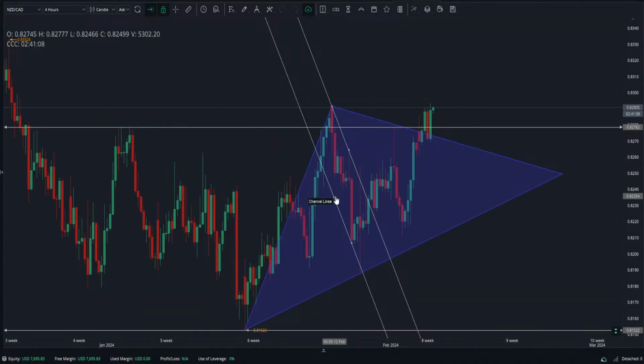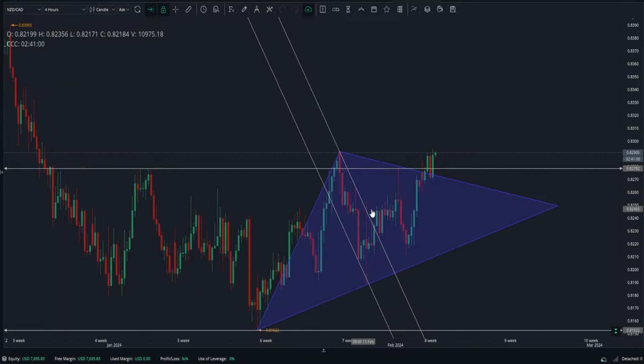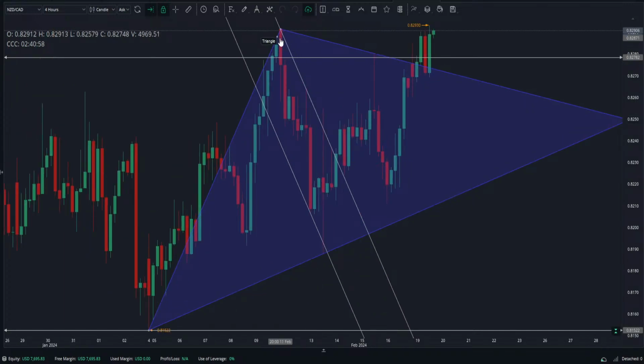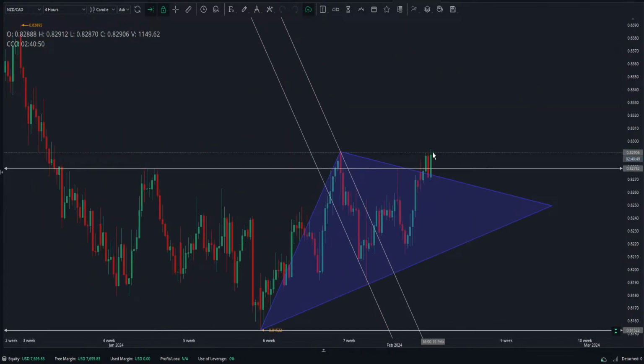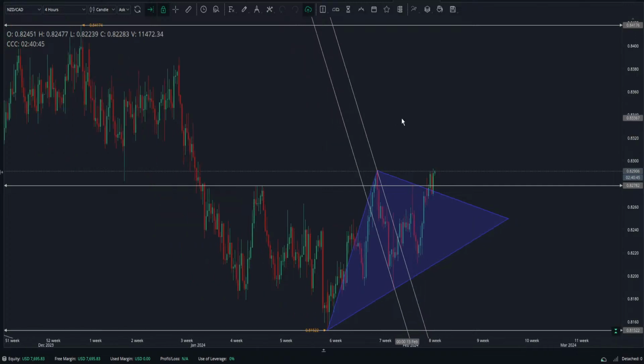New Zealand CAD, I was expecting the New Zealand dollar to rise against the Canadian one. This looks like an inverse head and shoulders now, and I am just waiting for the price to close above this high. The high of this candle was 0.82913. Right now the price is trading almost at that level. Today's close higher than this will open the way up for the New Zealand dollar against the Canadian.